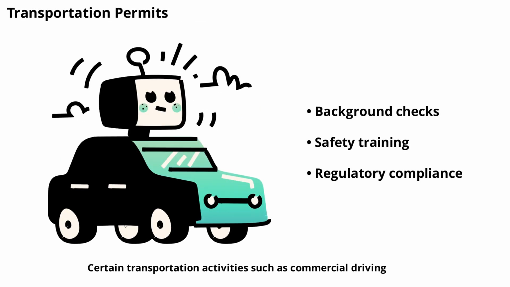Certain transportation activities, such as commercial driving, transporting hazardous materials, or operating public transit, require government permits. The application process includes background checks, safety training, and compliance with regulations. These permits help ensure public safety and efficient transportation systems.